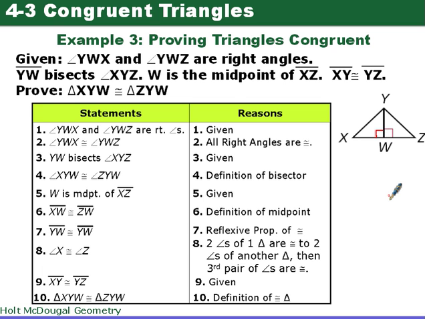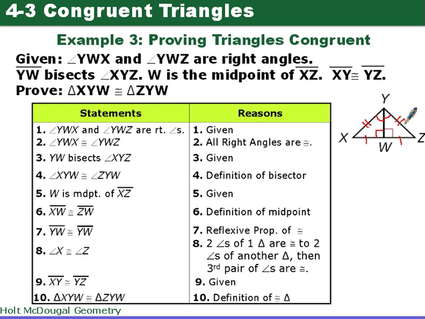And that YW bisects, bisects again means divides into two equal parts, the angle XYZ, which gives us these two angles are congruent. And that W is the midpoint of segment XZ. Midpoint means that those two segments are going to be equal measure. And we were also told, there's a lot of stuff here, that segment XY is congruent to segment YZ.